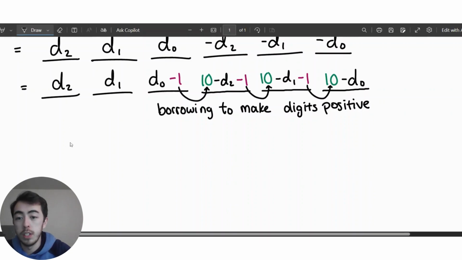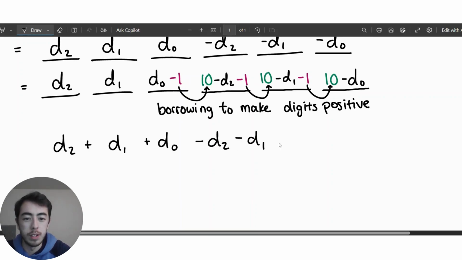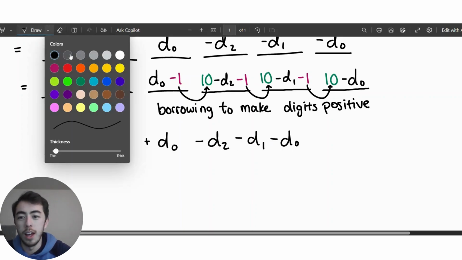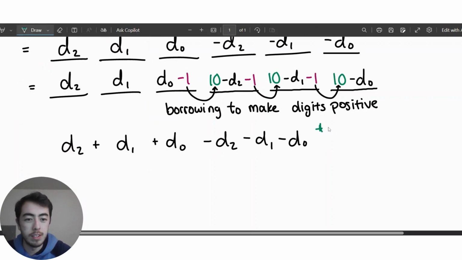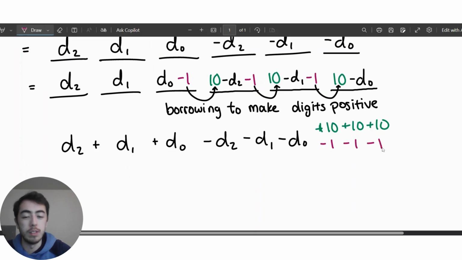Well, now let's just sum the digits. We have D2 plus D1 plus D0 minus 1. Then we have, well, okay, hold on. We have 3 minus 1s and 3 plus 10s. So let me actually do a little bit of organization here. So I want to say minus D2, minus D1, minus D0. And then we have 3 plus 10s. So plus 10, plus 10, plus 10, and then 3 minus 1s. Minus 1, minus 1, minus 1.